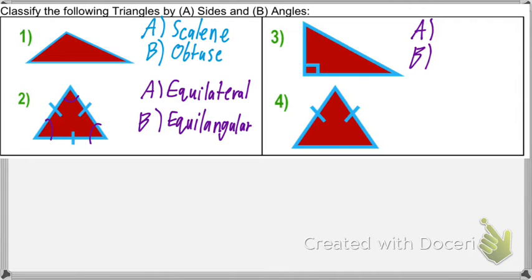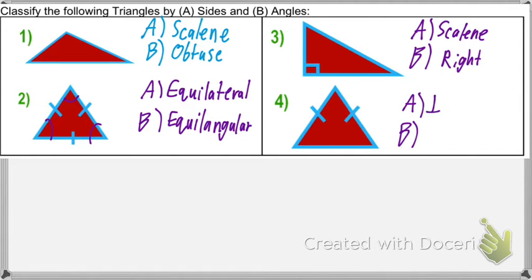Let's look at number 3. What are we thinking for number 3? Scalene. Okay, I think it's scalene as well, and I think it is a right triangle because of that right angle there. Okay. What are we thinking on number 4? Isosceles. Okay, I think it's isosceles.